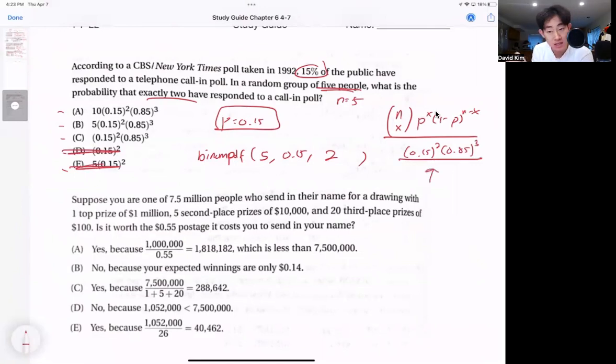Now, where in the world does this come from? The probability is 0.15. The n is the total number of trials here, so that's going to be 5, and x is going to be the value, so that's going to be 2. If you plug in all those numbers respectively, you should get this here.